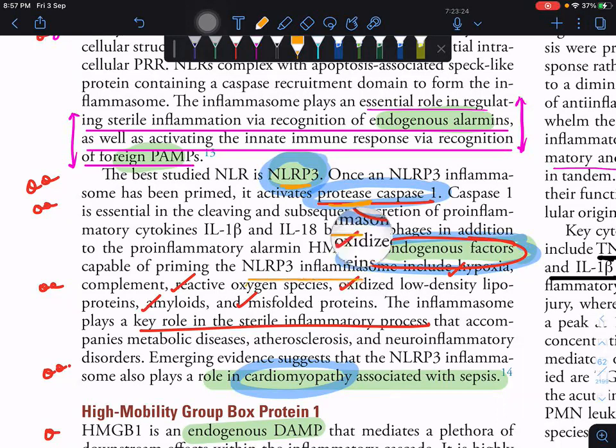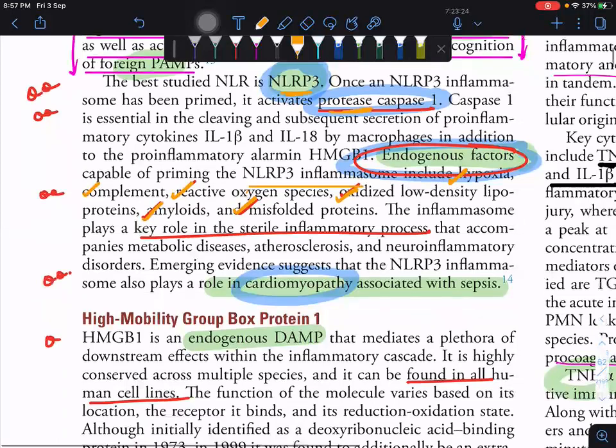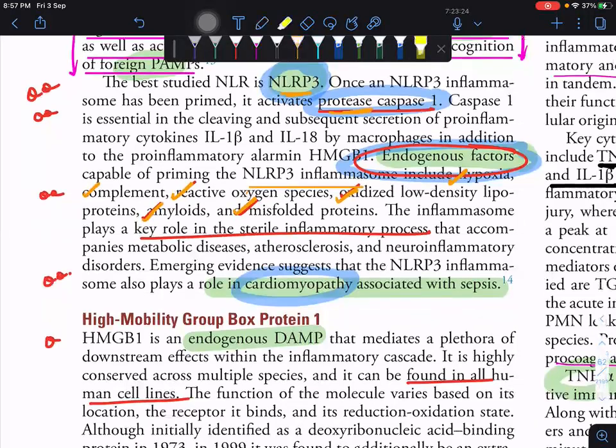NLRP3 inflammasome include hypoxia. This is an MCQ. Number 1 is hypoxia. Number 2 is complement. Number 3 is reactive oxygen species, and oxidized LDL proteins, amyloids and misfolded proteins. So these are the endogenous factors which are capable of priming NLRP3 inflammasomes. Another MCQ is which of the following is involved in the sterile inflammatory process? It's inflammasomes. Remember? And then another MCQ is the role in cardiomyopathy associated sepsis.